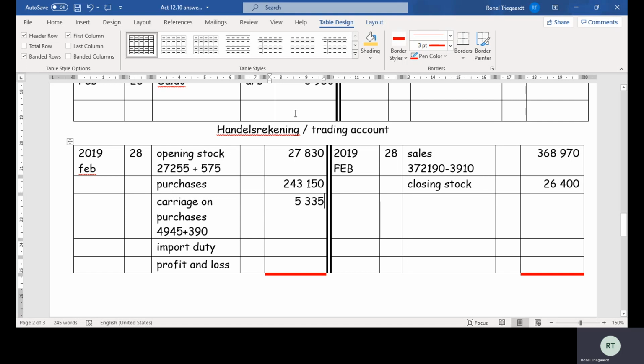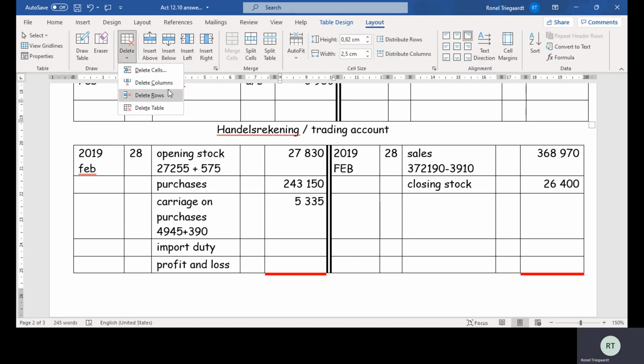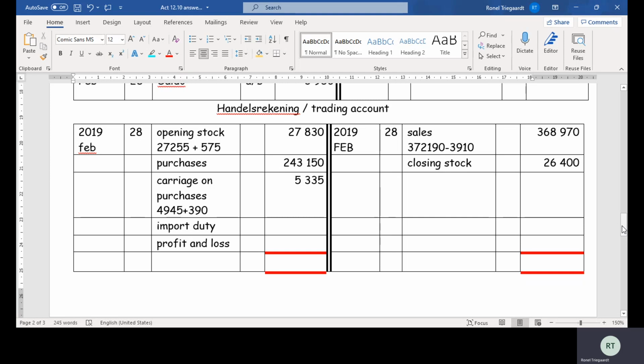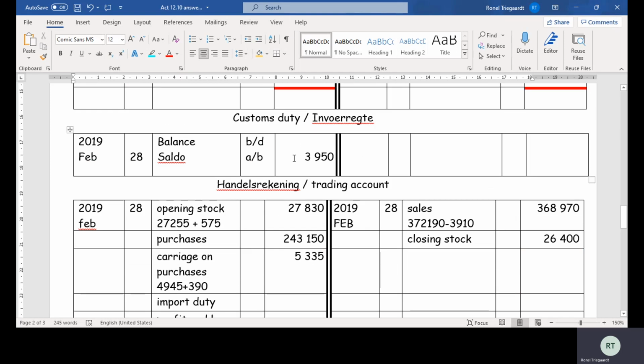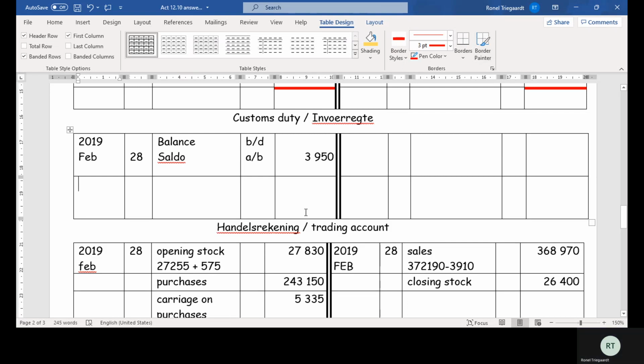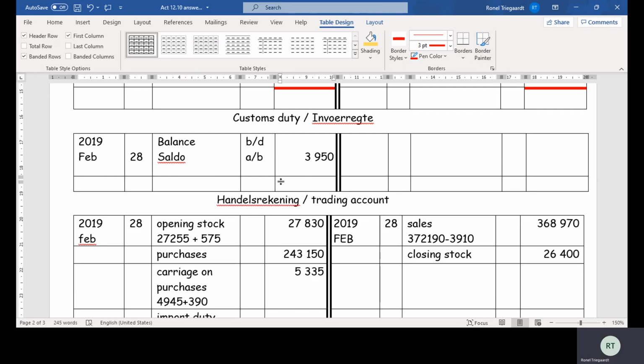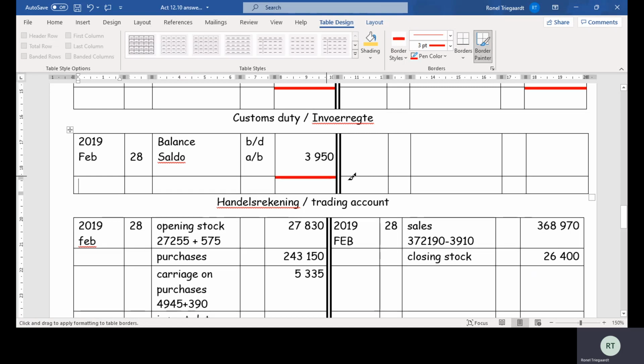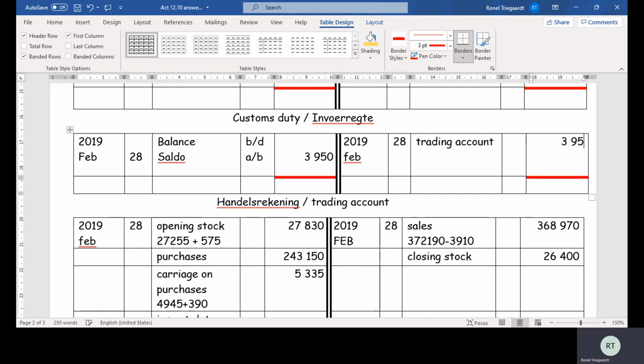Import duty is the next one. Import duty, I've done the account, so there's only one entry, so this is an easy one to close off. I just need to draw a line there. This side and that side. And I'm going to write 2019, February the 28th. This goes to trading account. And the amount is 3950.